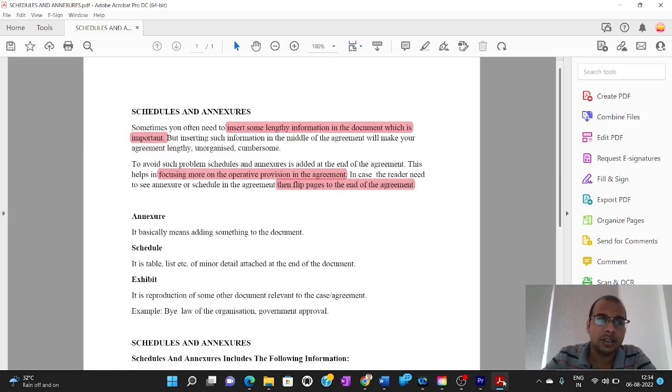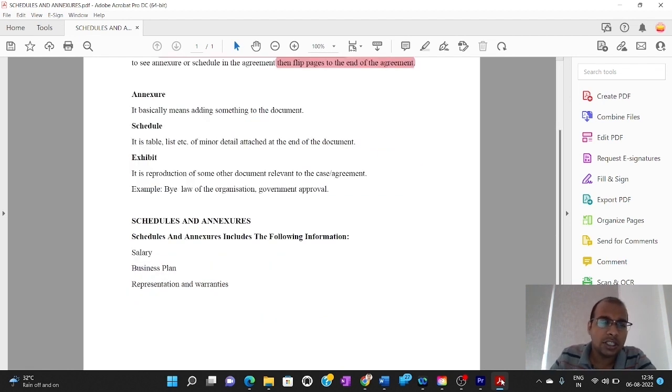Schedules and annexures. Sometimes we feel the need to insert some lengthy and important information while drafting an agreement. But inserting such information in the middle of the agreement will make your agreement look lengthy, unorganized, and cumbersome. So to avoid such a problem, a schedule and annexure is added at the end of the document. This helps in focusing more on the operative provisions of the agreement. In case the reader needs to see the annexure or schedule, he can directly flip the pages to the end of the agreement where the schedule and annexure are added.